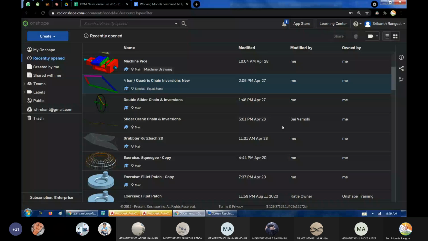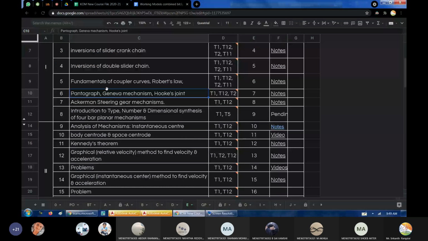Fine. So Geneva mechanism, I hope everyone has understood what the shape of this is, how it functions, and what its application is. Is it clear?